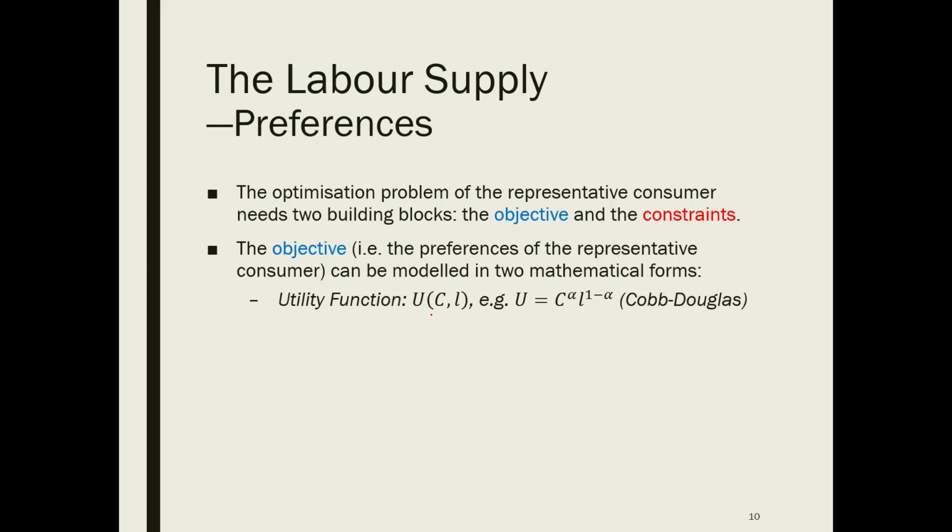The utility function determines U by C and L. A popular utility function is Cobb-Douglas, which looks like this. The powers alpha and 1 minus alpha represent the utility shares of C and L. In the graph, the utility function is a 3D surface because it has two independent variables, C and L, and one dependent variable, U. For any combination of C and L, there will be a point U on the surface.